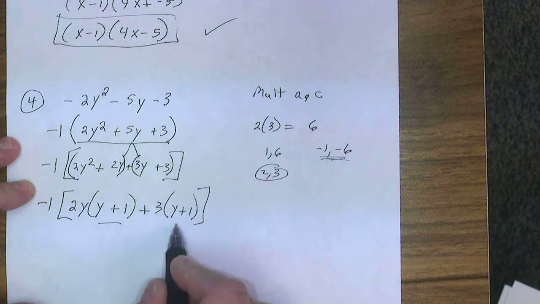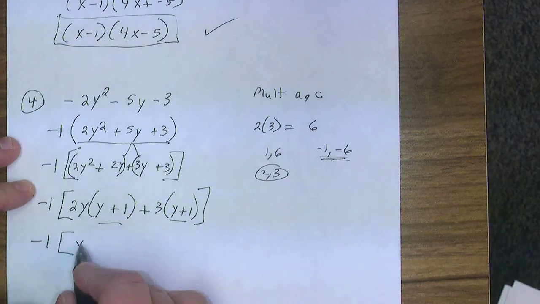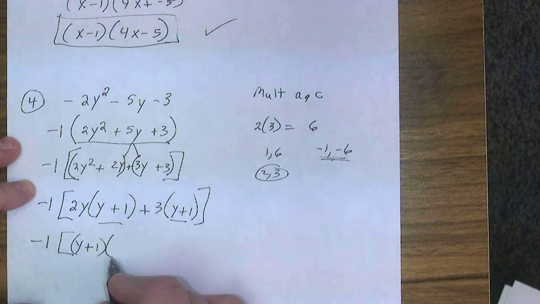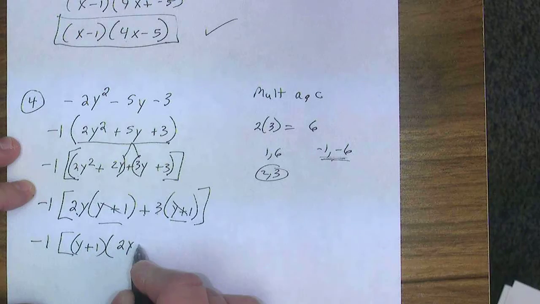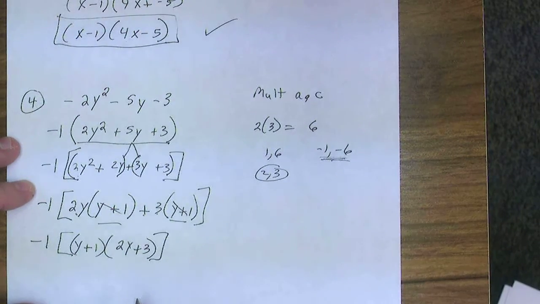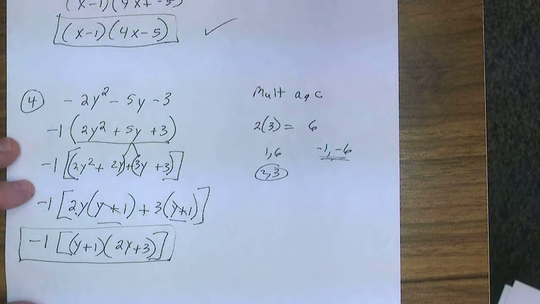Now, you see that you have the common binomial. Outside is the negative 1 of y plus 1. What's left is 2y plus 3. There's your binomial. This entire thing is the answer.